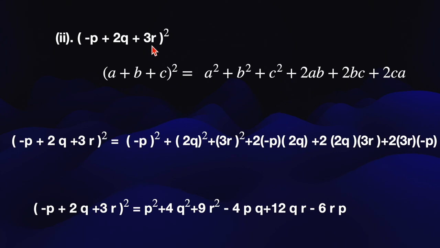Okay, here is another sum. So here is a negative number. Let's see how to do this. So write down the general formula, a plus b plus c the whole square is equal to this. Now what is the value of a? It is minus p. B is 2q and c is 3r. So substitute here, minus p square plus 2q whole square plus 3r whole square plus 2 into minus p into 2q plus 2 into 2q into 3r. Just substitute the values of b and c here, and then you open these brackets, you will get the answer.